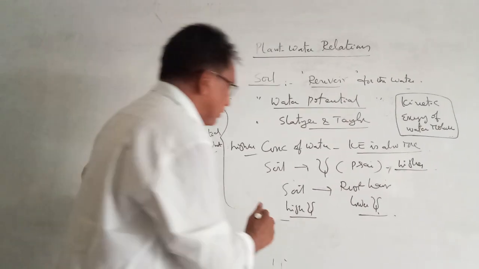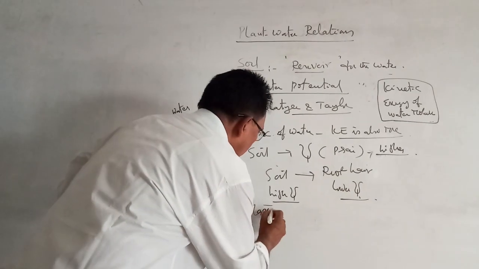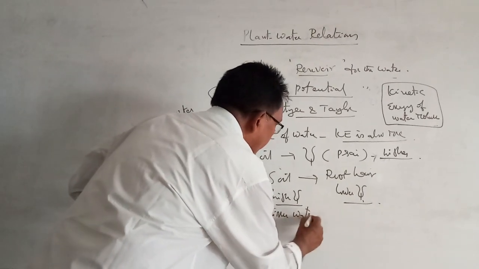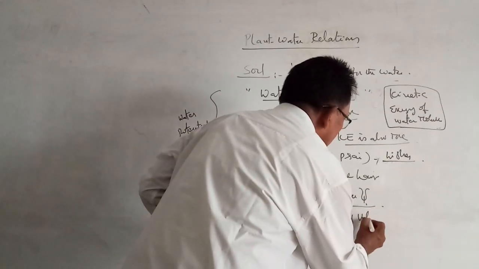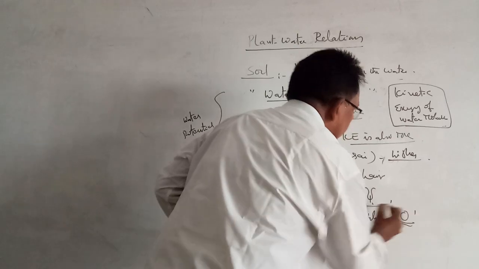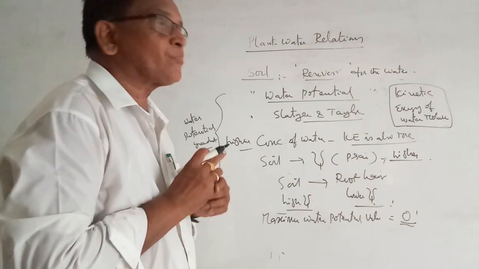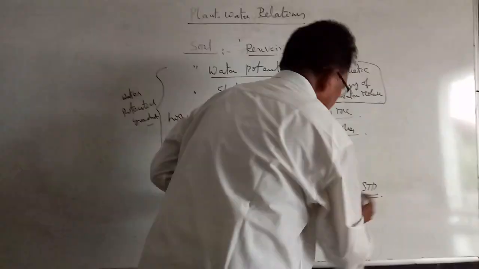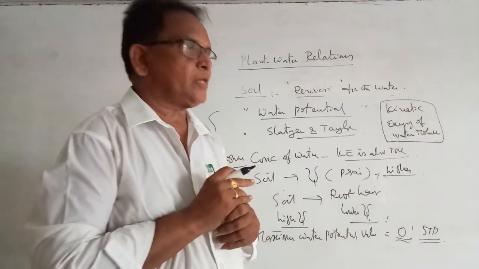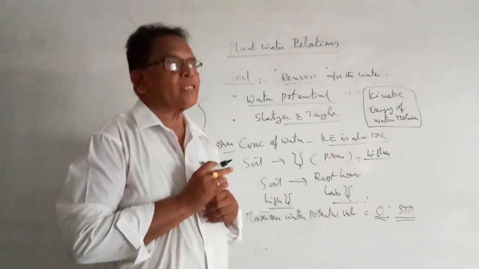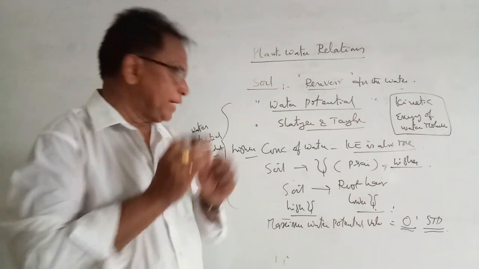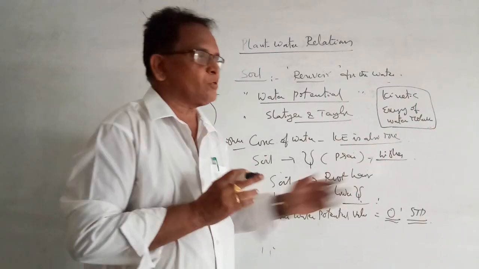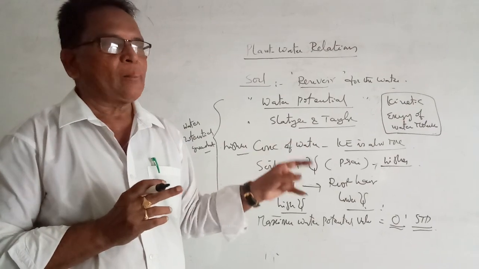The water potential value maximum is 0. In any system, at a standard temperature and pressure, if you take pure water or distilled water, the water potential is always higher. The maximum water potential is always 0 at standard temperature and pressure.